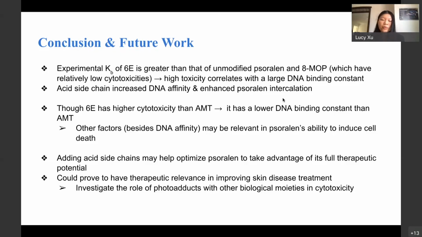And our future work would involve investigating the role of photoadducts with other biological moieties, proteins, and membranes in cytotoxicity to determine exactly what causes psoralens to be so effective in inducing cell death.